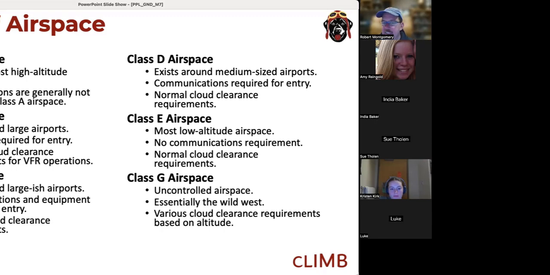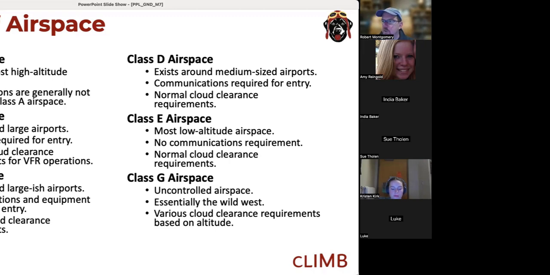We get into Class E. Class E does not have any entry requirements, right? We can fly airplanes in Class E airspace all day long and not talk to anybody. All a Class E means is that they do have the ability to separate IFR aircraft from other IFR aircraft, right? And then when we get into Class G, I like to say the G stands for good luck, right?